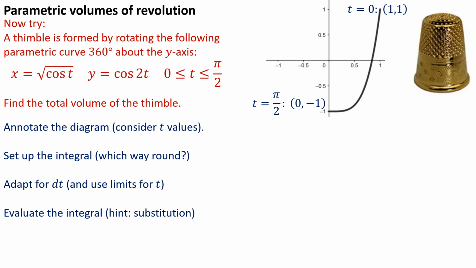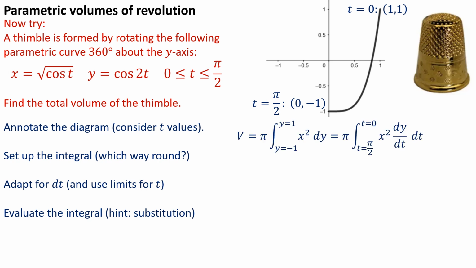That's why it's important to check the limits, even if you're confident that the 0 to pi by 2 range does correspond to the entire curve. You need to know exactly where. In some cases, the curve might be traced out twice, and all sorts of other weird things can happen.